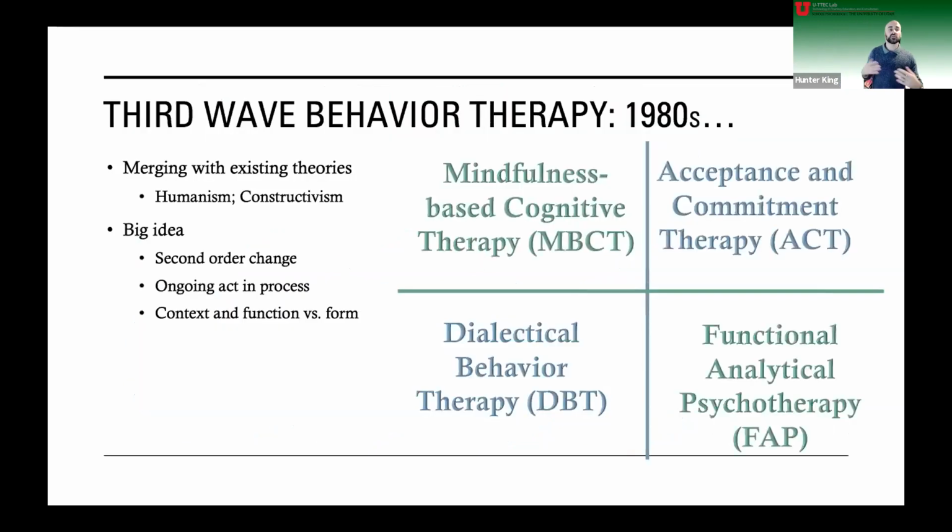So now we're in the third wave of therapies, the 1980s. I included the 4 most commonly referenced ones in the literature: MBCT, ACT, DBT, and FAP. We're not going to be discussing FAP because it's received less attention. So we're going to be focusing on those other 3.